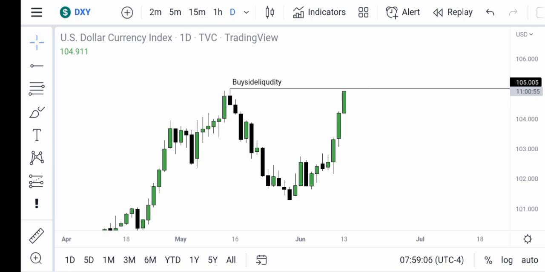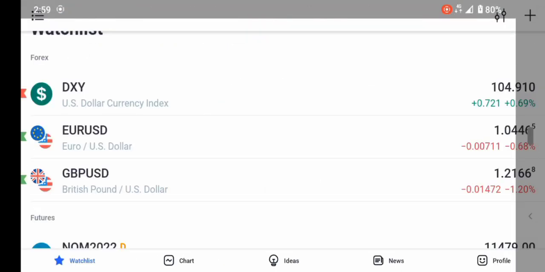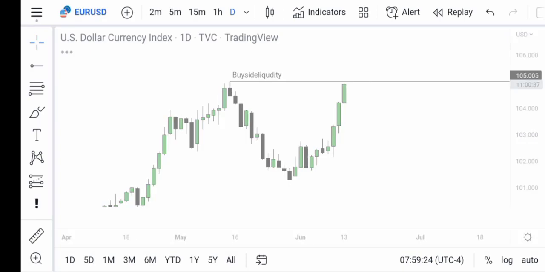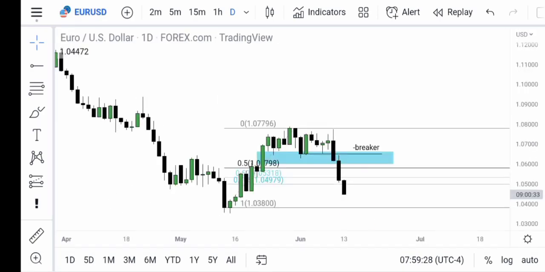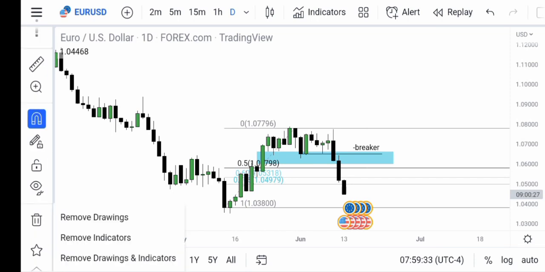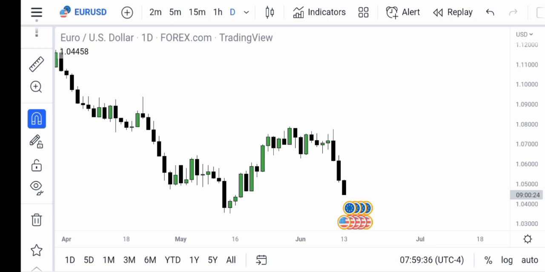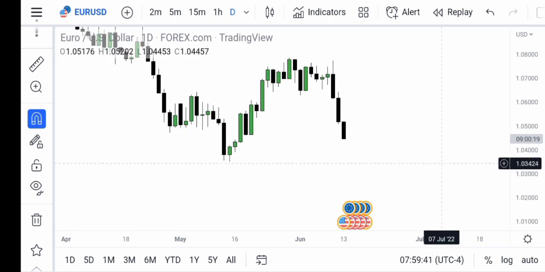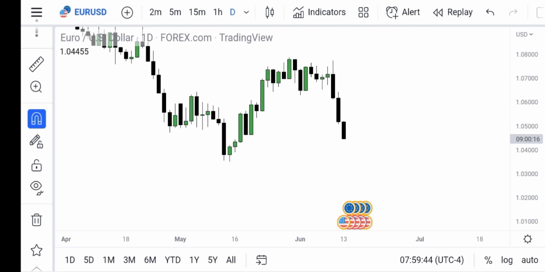If our dollar is bullish, what will happen in the euro? Because the dollar is just the quote of Euro USD. So if our dollar is bullish, yet it is the quote in Euro USD, then of course Euro USD must be bearish. Let me first remove this. The base must be bearish because the quote is bullish, and that's it.